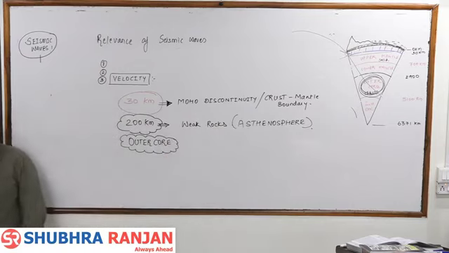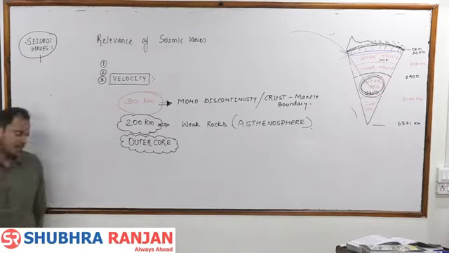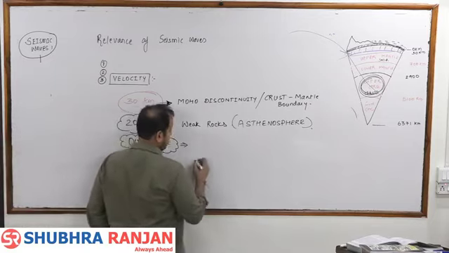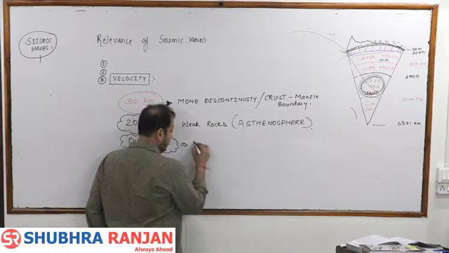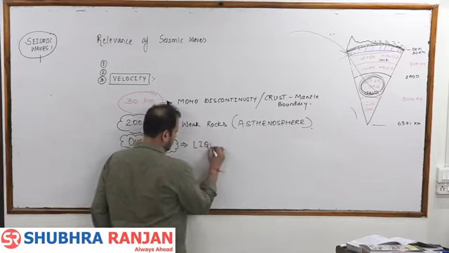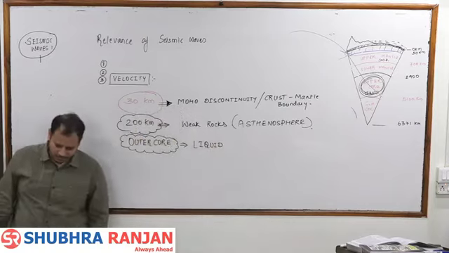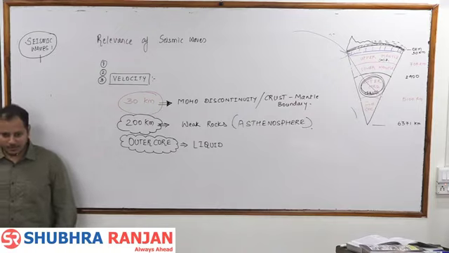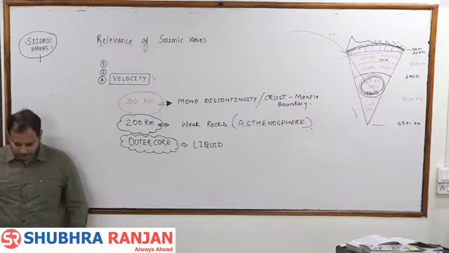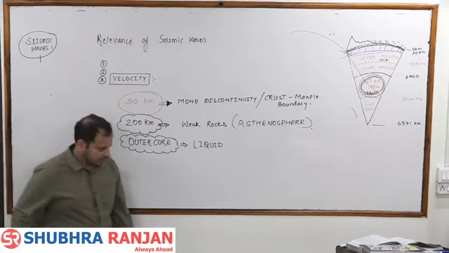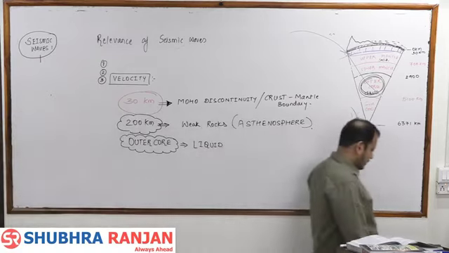The velocity further decreases in the outer core, and S waves do not pass through the outer core. Therefore, we can conclude that the outer core is liquid in nature.